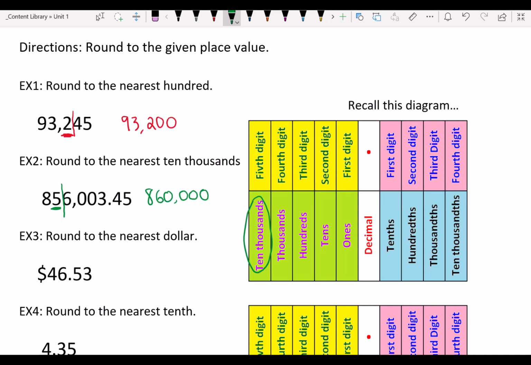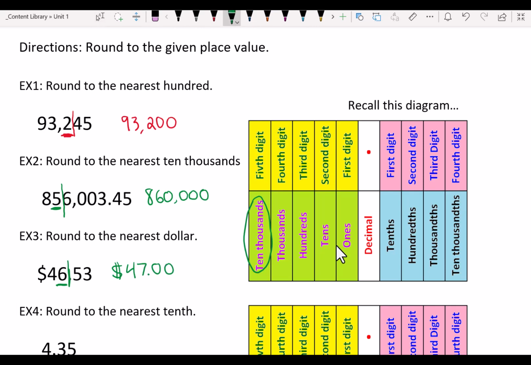Example 3, round to the nearest dollar. So in this case, the dollar spot is a little different. You wouldn't necessarily refer to this column. The nearest dollar is going to be this one, the 6th. So I look to the right of that, which is a 5. So whenever, again, it's 5 or more, we round up. So that means I've got $47.